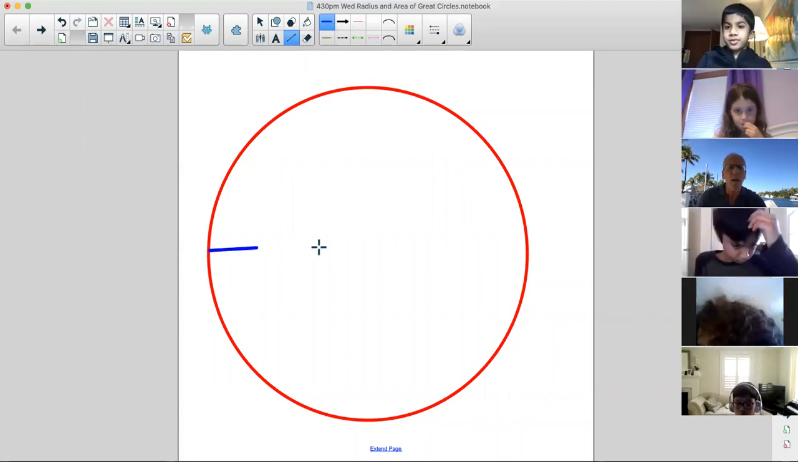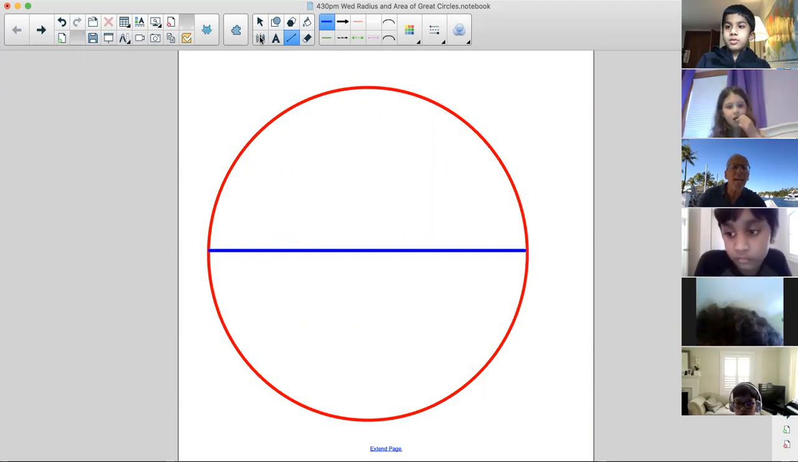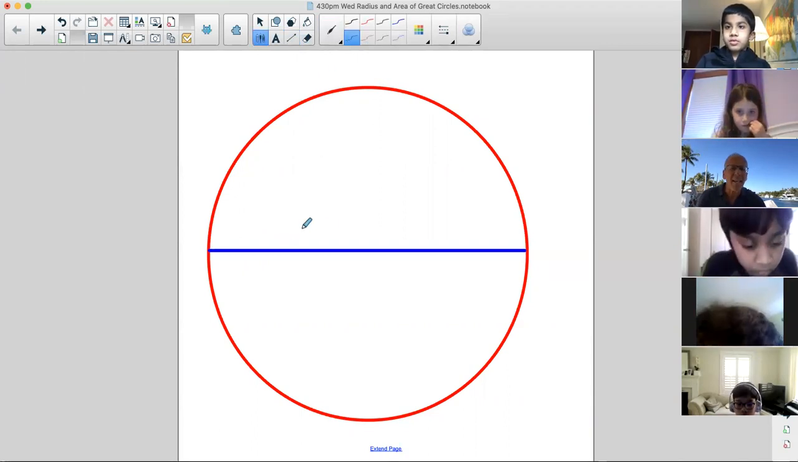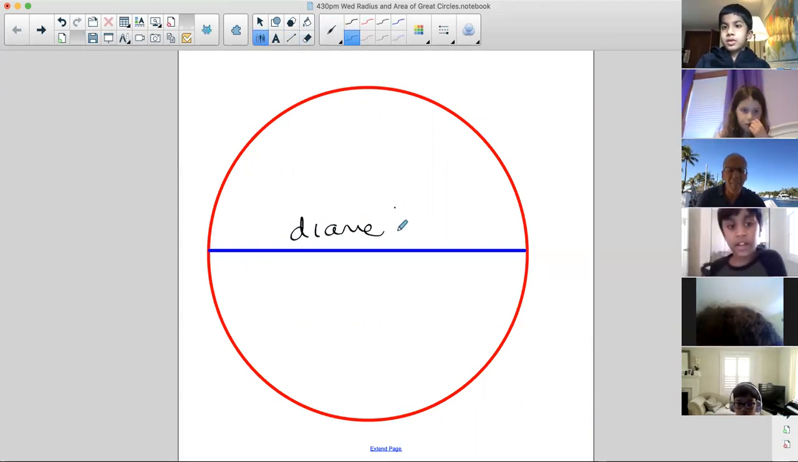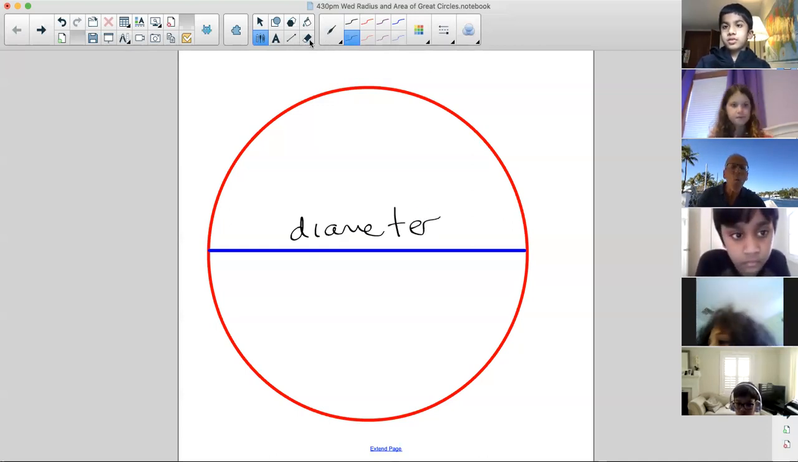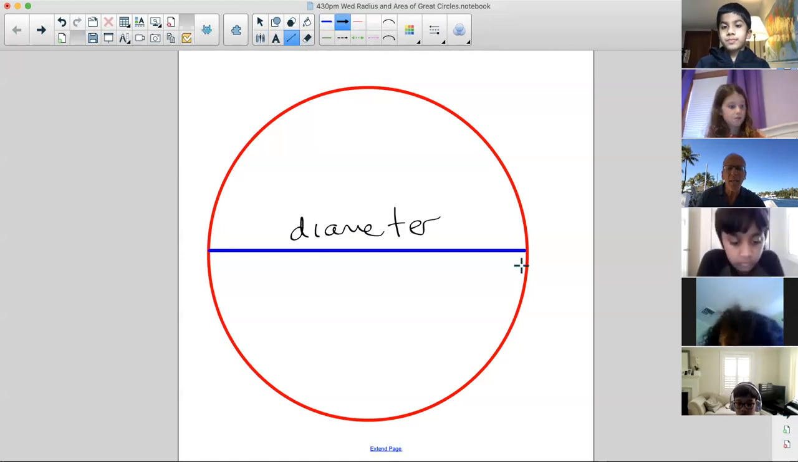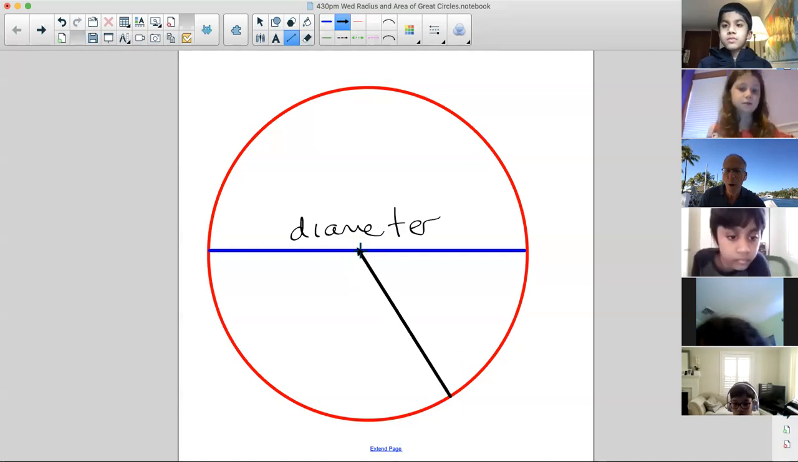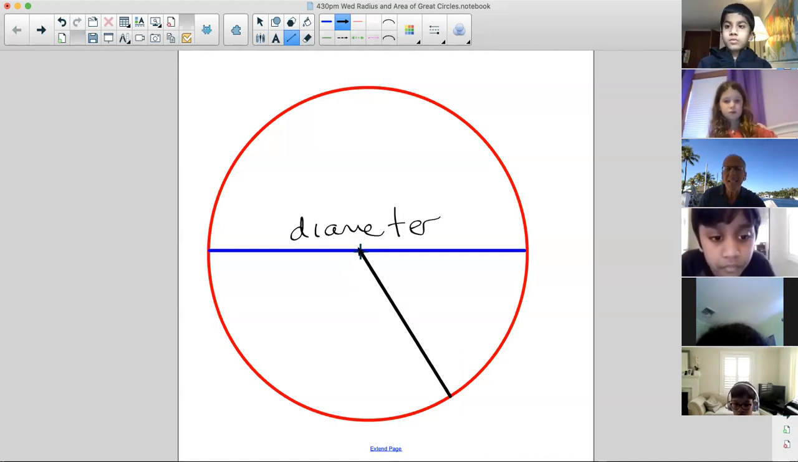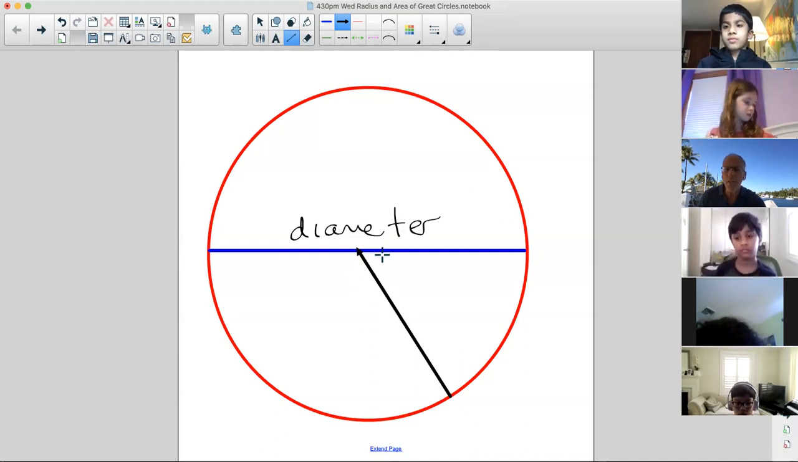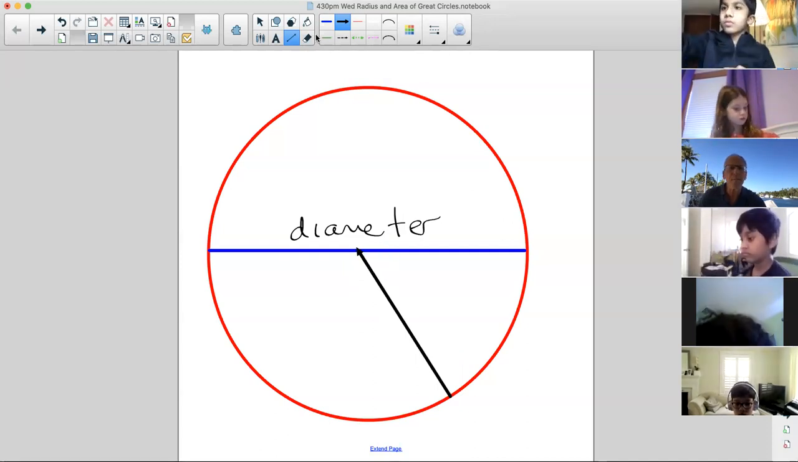The diameter. Diameter. Right, guys, everybody say it. It is the diameter. Now, what is it called if I only go halfway from the center out to the circle? What is it called then, Brennan?